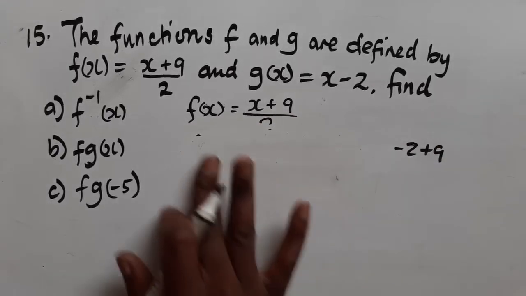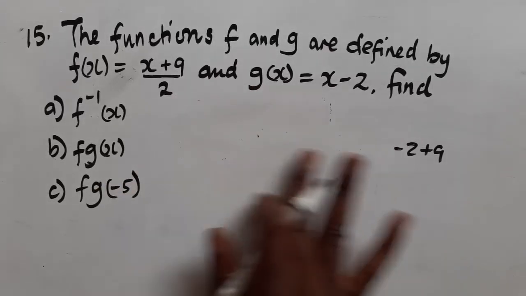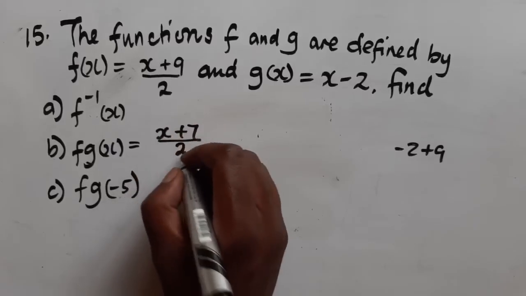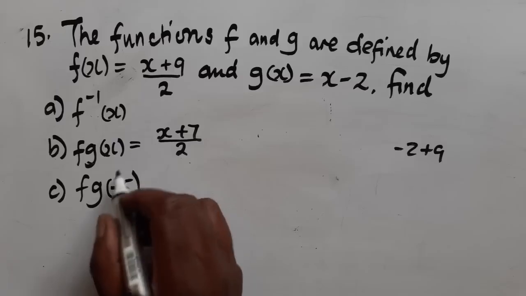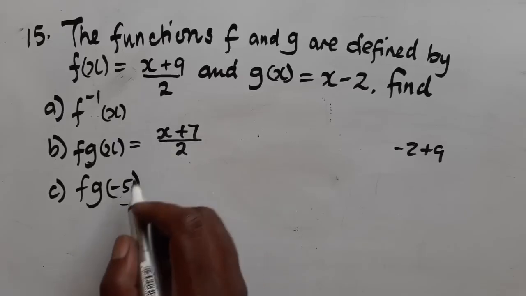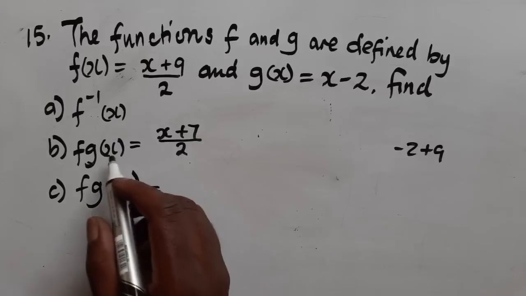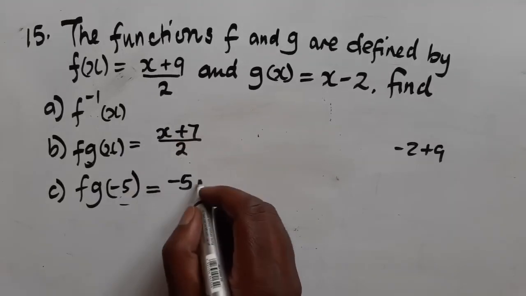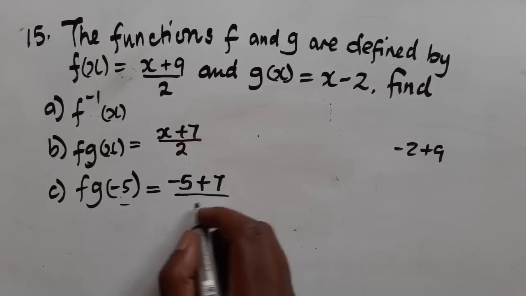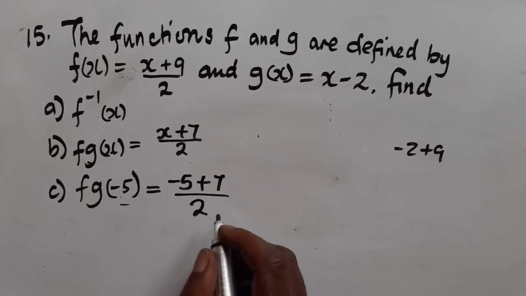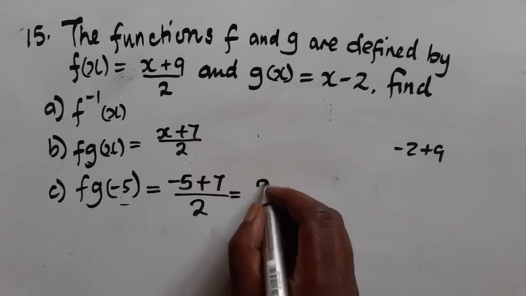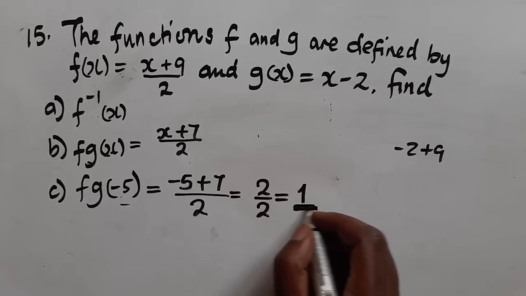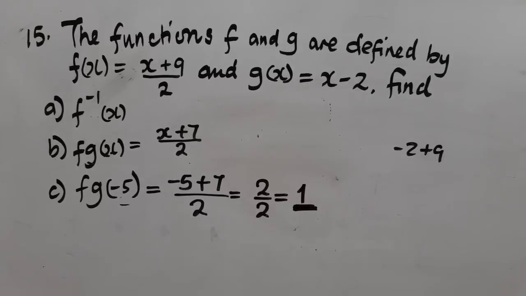Then we have this one now. Take note that here, what did we get? x plus 7 over 2 on the second one. Then here, what are we saying? Where there is an x, instead of having an x, there is a negative 5. So we put negative 5 here. So it will be negative 5 plus 7 over 2. What do we get? This is going to give us 2 over 2. Finally, we're going to have 1 as our answer, ladies and gentlemen.